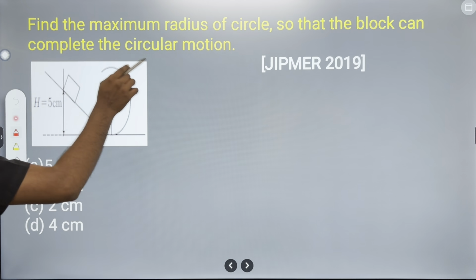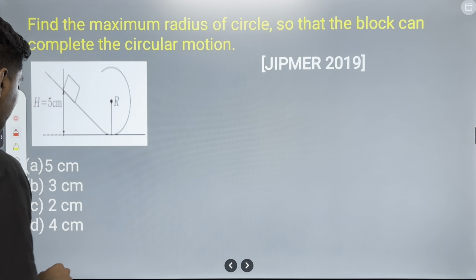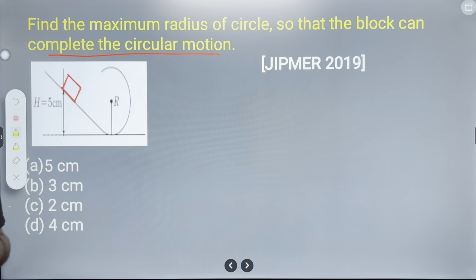Find the maximum radius of the circle so that the block can complete the circular motion. Very simple, the diagram is given. This is the inclined surface, and the object is given here. At what speed will it go so that it completes the circle? We have to solve this according to conservation of energy, which is very simple.